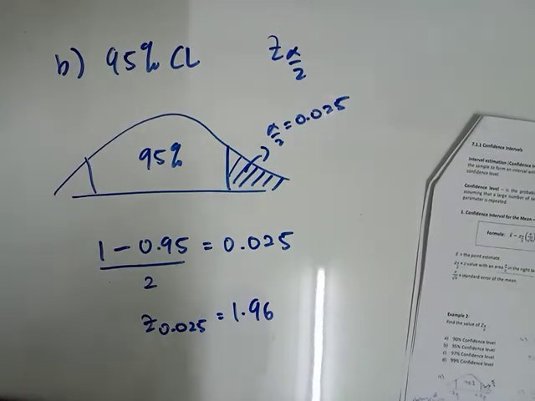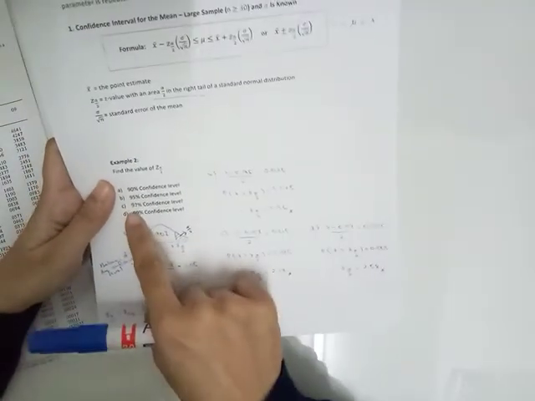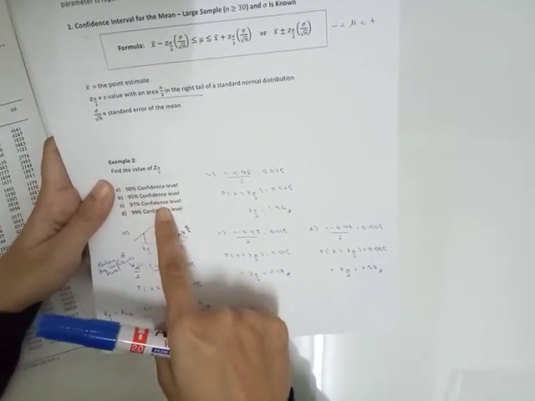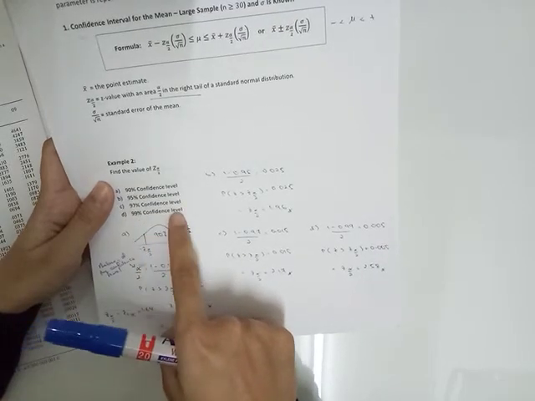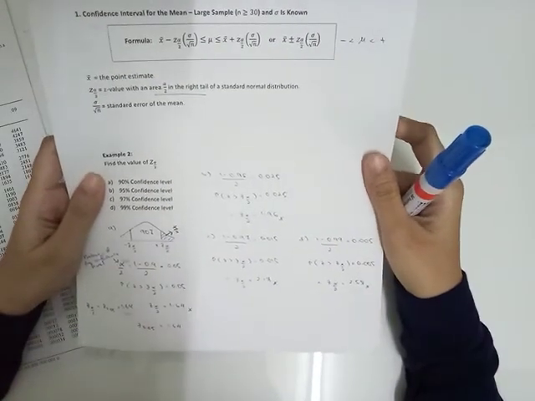I want you to proceed to find the z value for the 97% confidence level and the 99% confidence level, C and D. Try to do it on your own, and later we will discuss. Alright.